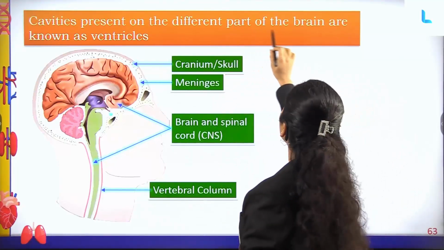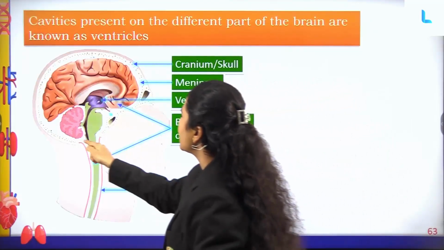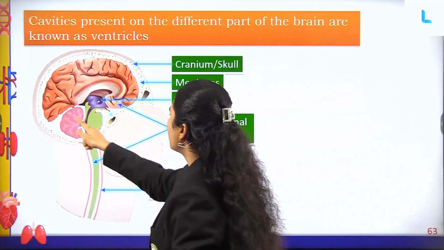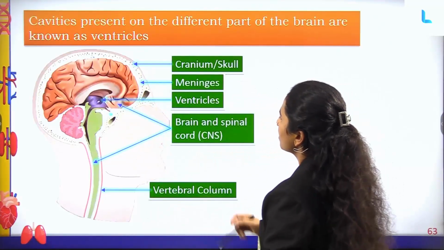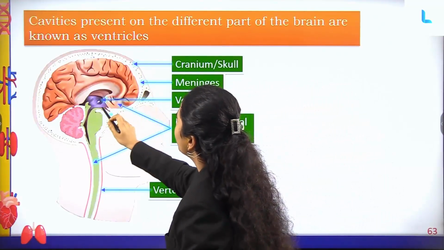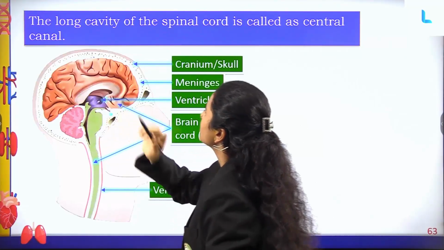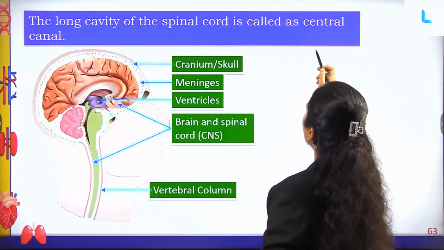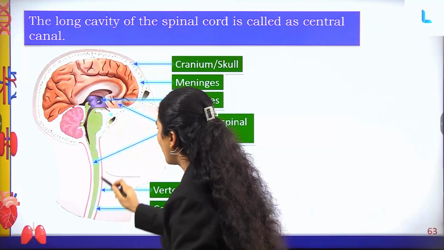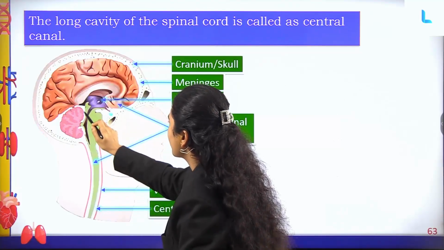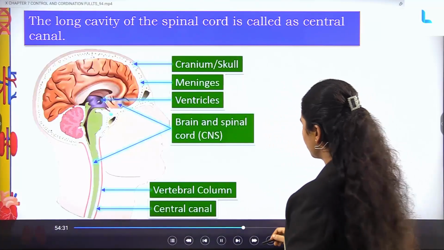Now cavities present in the different parts of the brain are known as ventricles. You can see these are the ventricles. Now the long cavity of the spinal cord is called the central canal. So this is the central canal, this white gap.